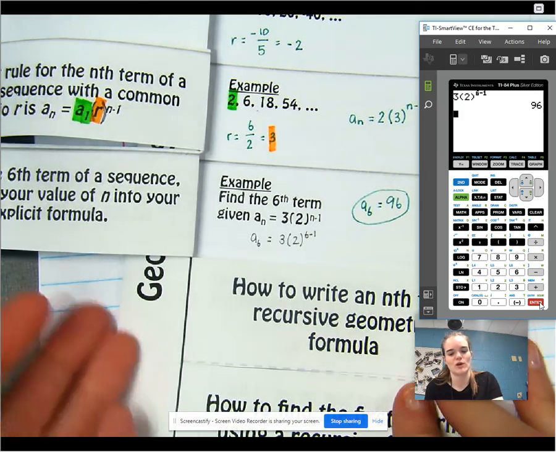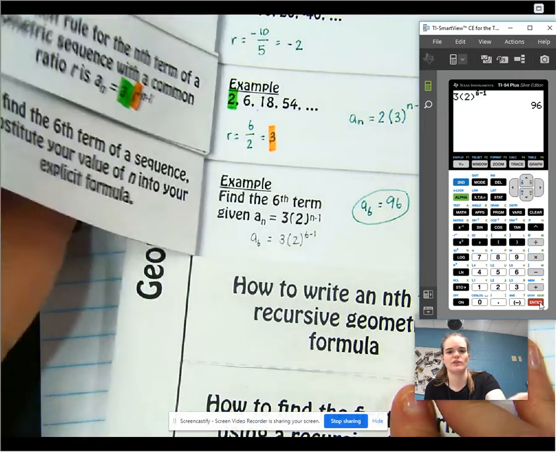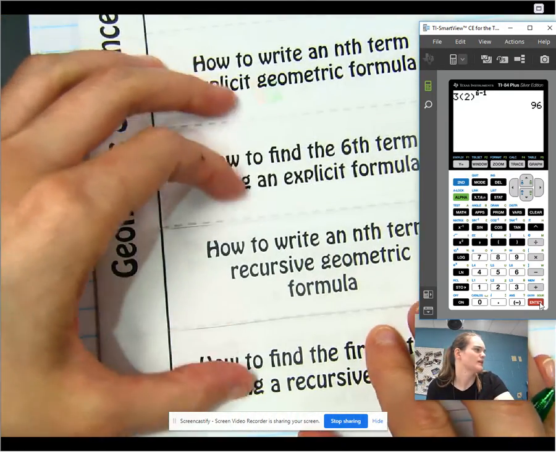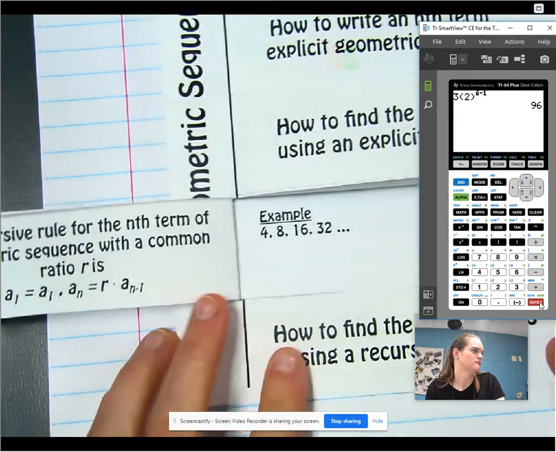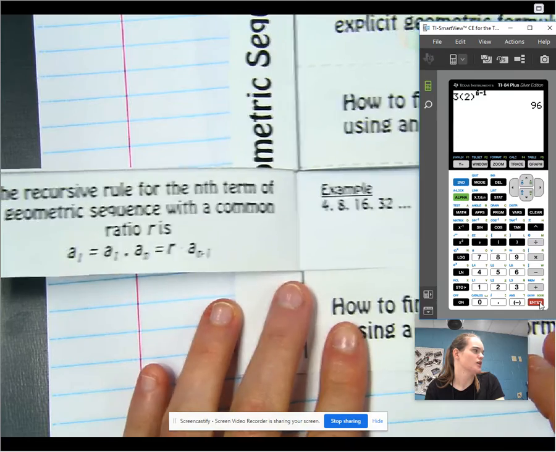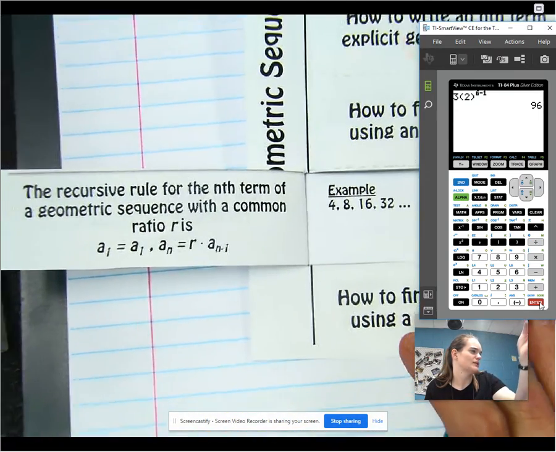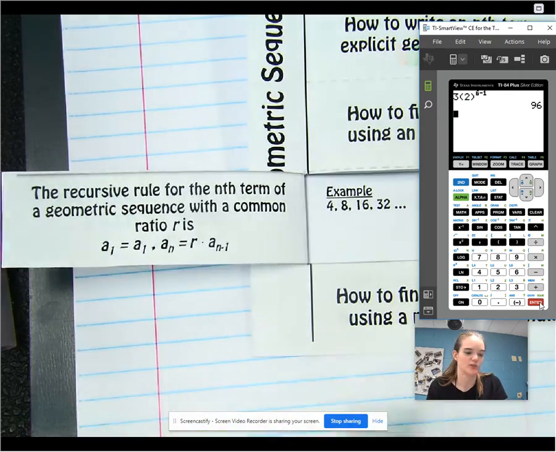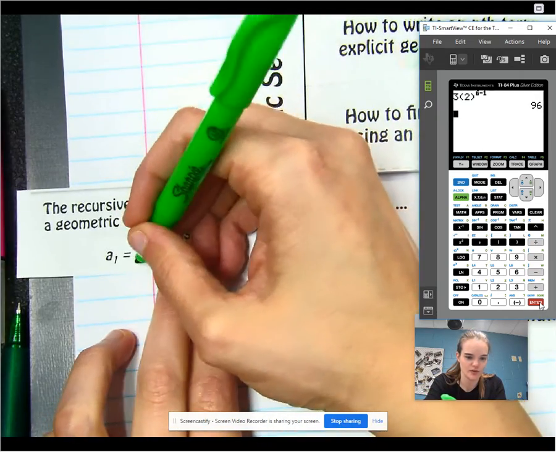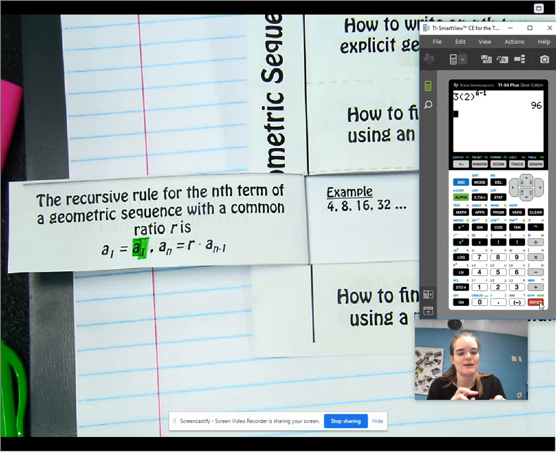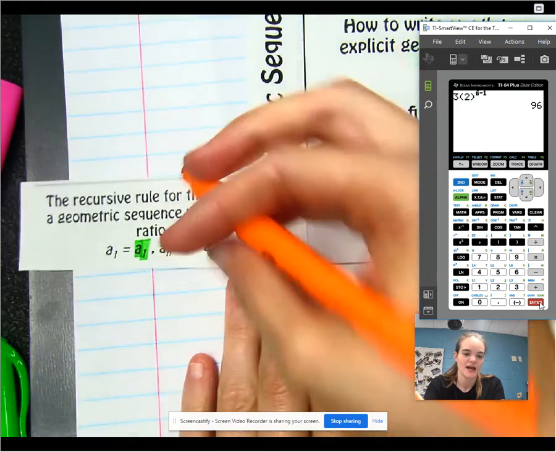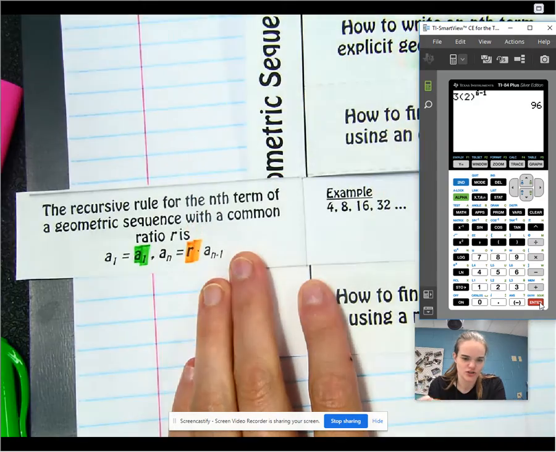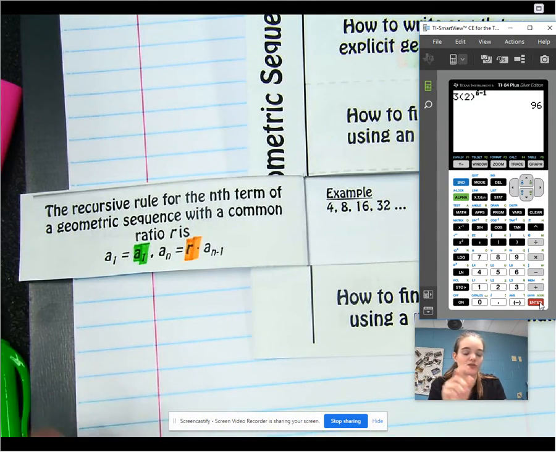Next, we're going to talk about how to write the recursive rule. So I'm going to close all these because they're getting in the way. To write the recursive rule. The recursive rule for the nth term of a geometric sequence with a common ratio r is written as a sub 1 equals a sub 1. Remember last time when we've done this before, we did it with arithmetic sequences. Instead of the comma, we would just skip a line. And then a sub n equals r, the ratio, times a sub n minus 1, meaning the one before it.